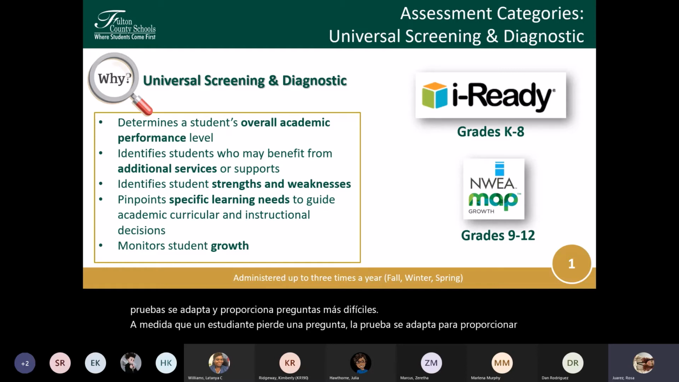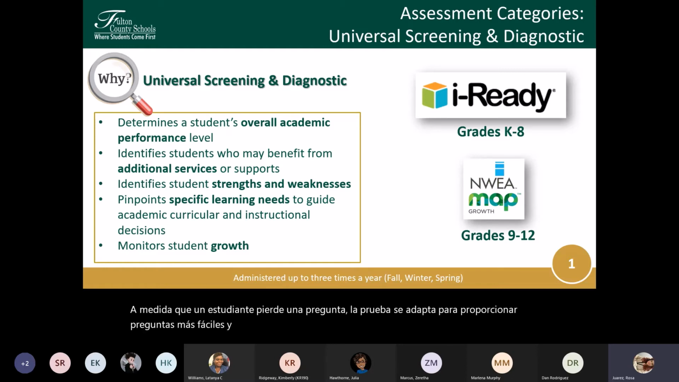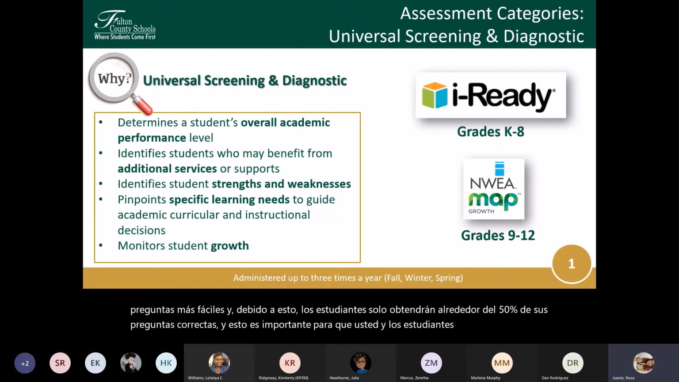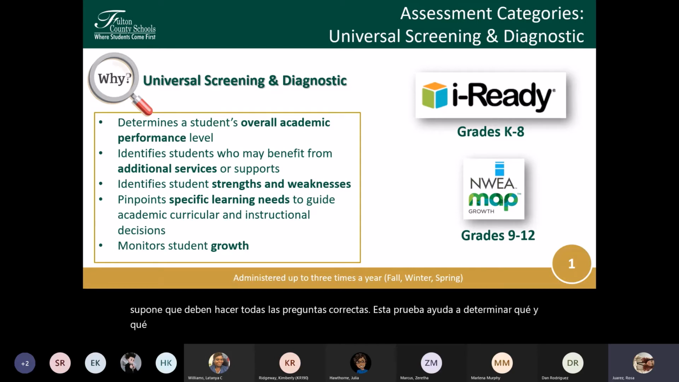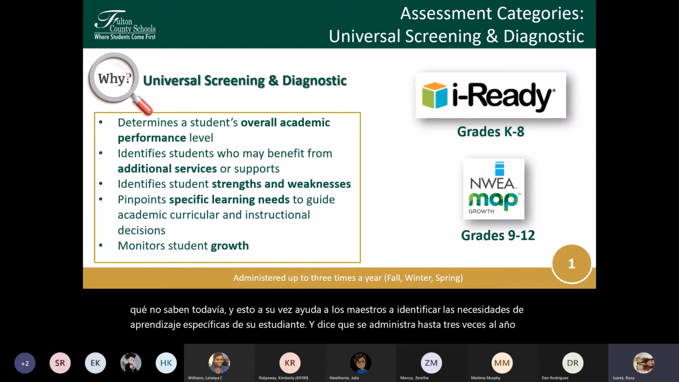And because of this, the students will only get about 50% of their questions correct. This is important for you and the students to know. They aren't supposed to get all the questions right. This test helps to determine what students know and what they don't know yet. And this in turn helps teachers pinpoint the specific learning needs of your student. It says that it's administered up to 3 times a year in the fall, winter, and in the spring.